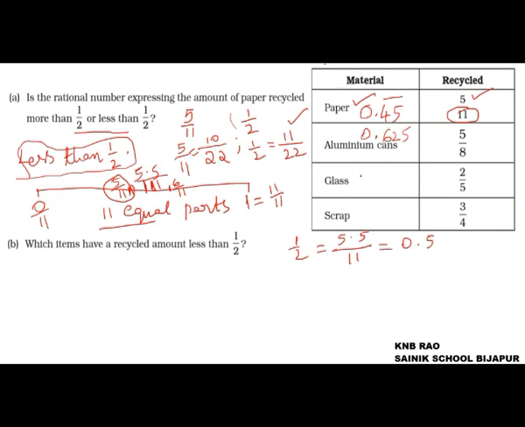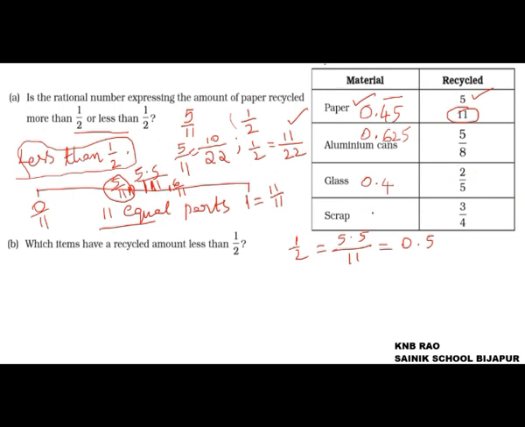Here, when it comes to the glass, the decimal form of the glass recycled is 0.4. And one way: when 1 unit is divided into 5 equal parts, 2.5 by 5 gives half, which is certainly more than 2 by 5.